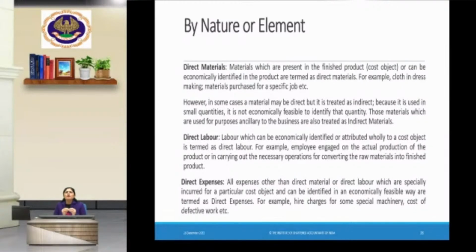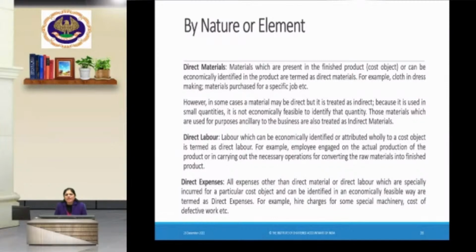In some cases, material may be direct, but it is treated as indirect because sometimes very, very small amount of material is used in every product. So that small amount of material we treat as indirect only, because we cannot do the direct costing of that small amount. We should always focus on the significant, the important part of the cost.